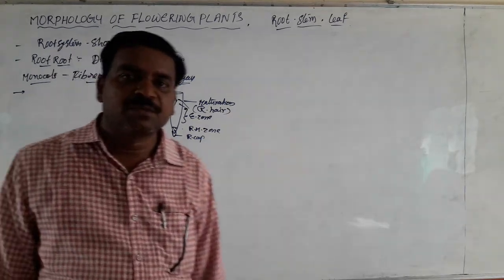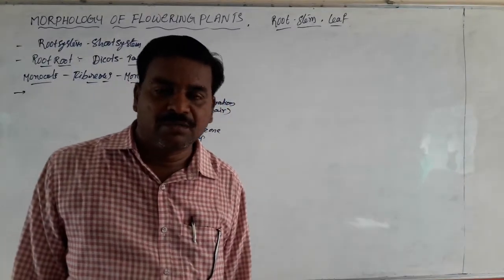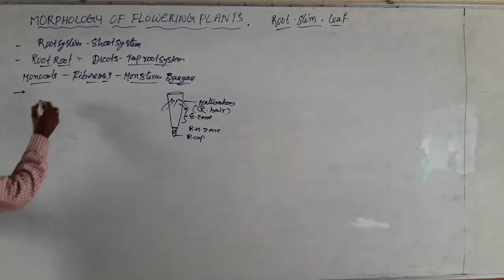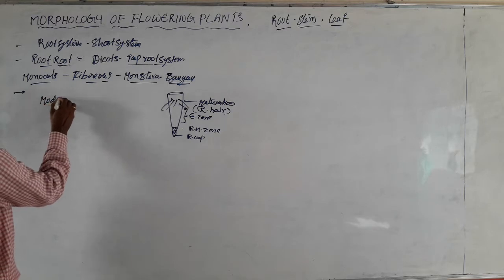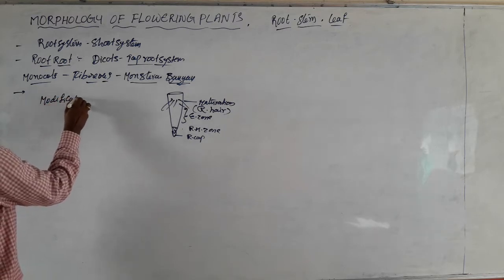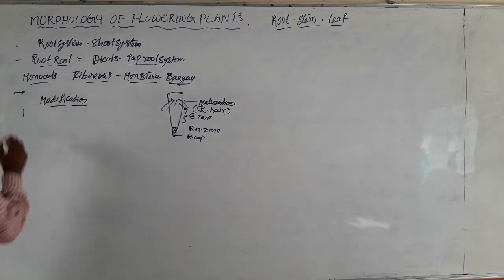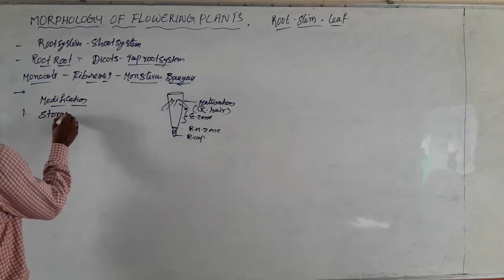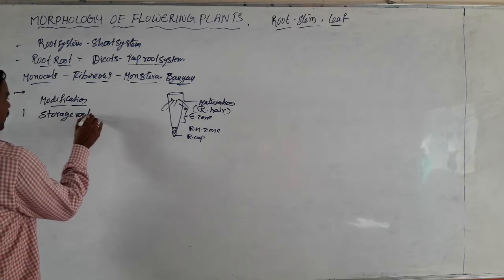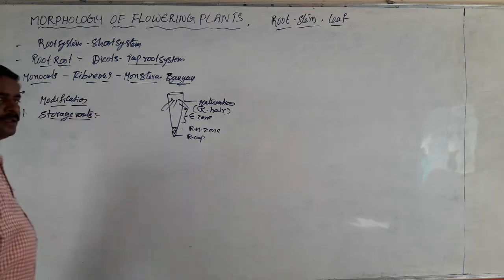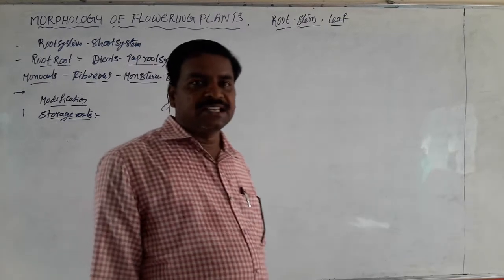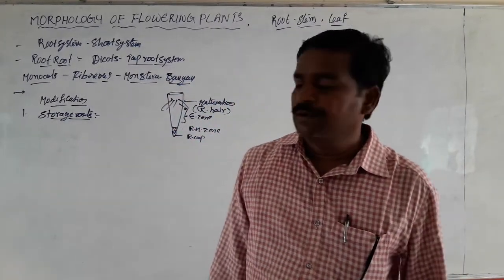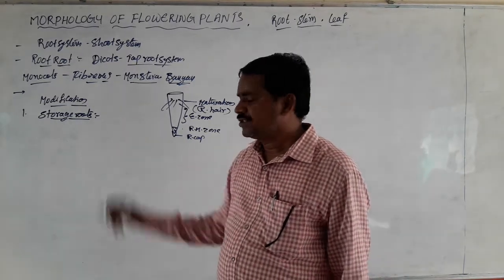Maturation zone is also responsible for absorption of water and minerals because root hairs are there. Now coming to modifications. First modification, storage roots. Some plants store food material inside the root. They become bulbous and tuberous. They are called storage roots.